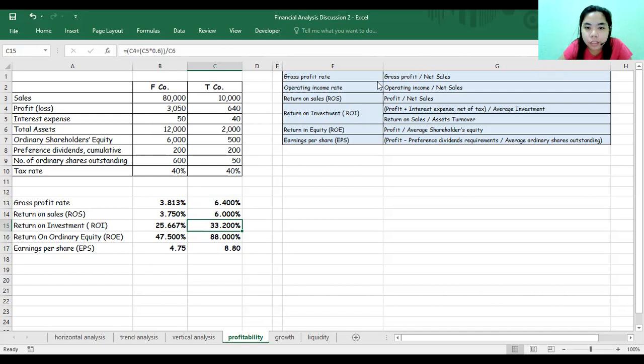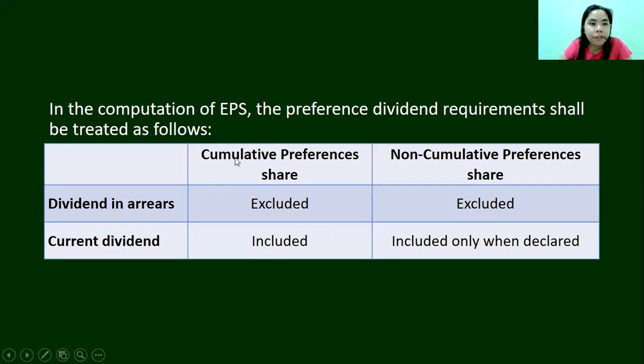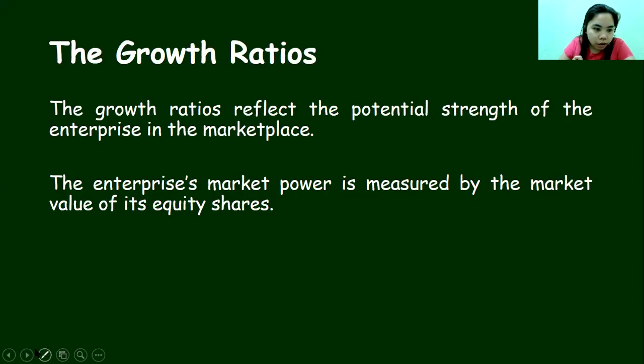Let's go back to the PowerPoint. So let's go. Oh, we have here, in the computation of EPS, the preference dividend requirements shall be treated as follows.